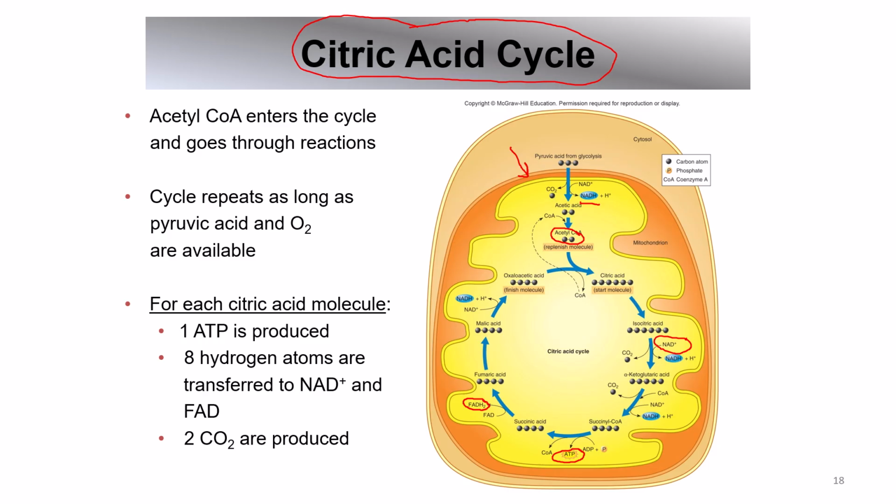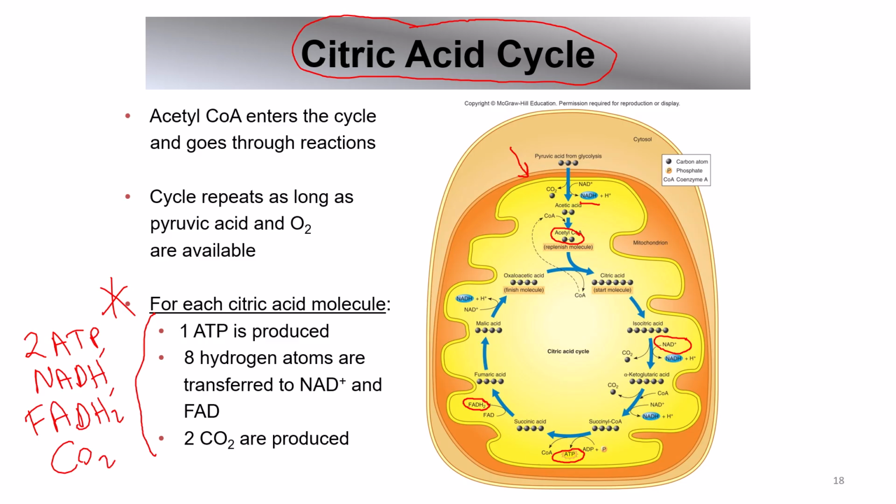Alright, so the important stuff is what gets produced during the citric acid cycle. Now, the citric acid cycle does run twice because it runs one time for each piece of glucose. Well, we have 2 pyruvates, therefore it's going to run twice. And so in total, for the 2 pieces of glucose, the citric acid cycle is going to make 2 ATP, NADHs, FADH2, and CO2.